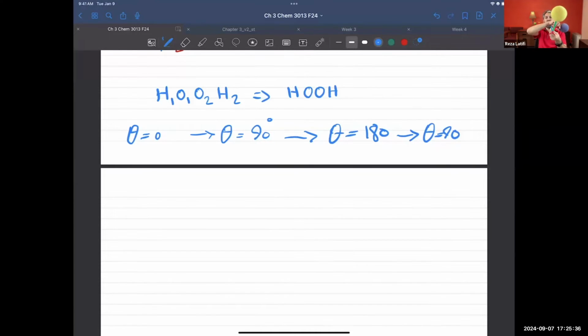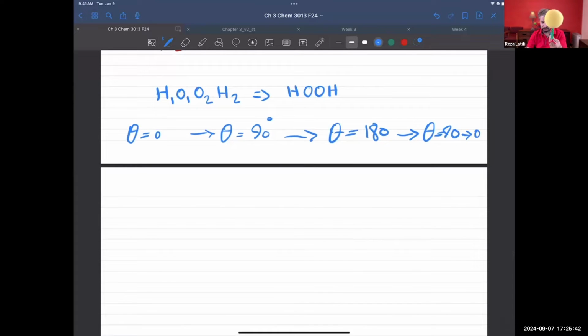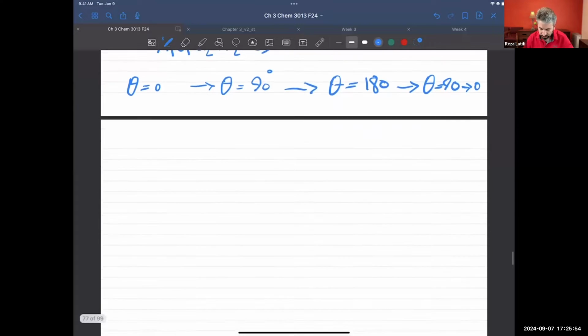And then when I turn this one, that's going to give me 0. Finally, I get to the original one and I get 0 at the end. Okay. So the angle between four atoms, we call it dihedral angle.